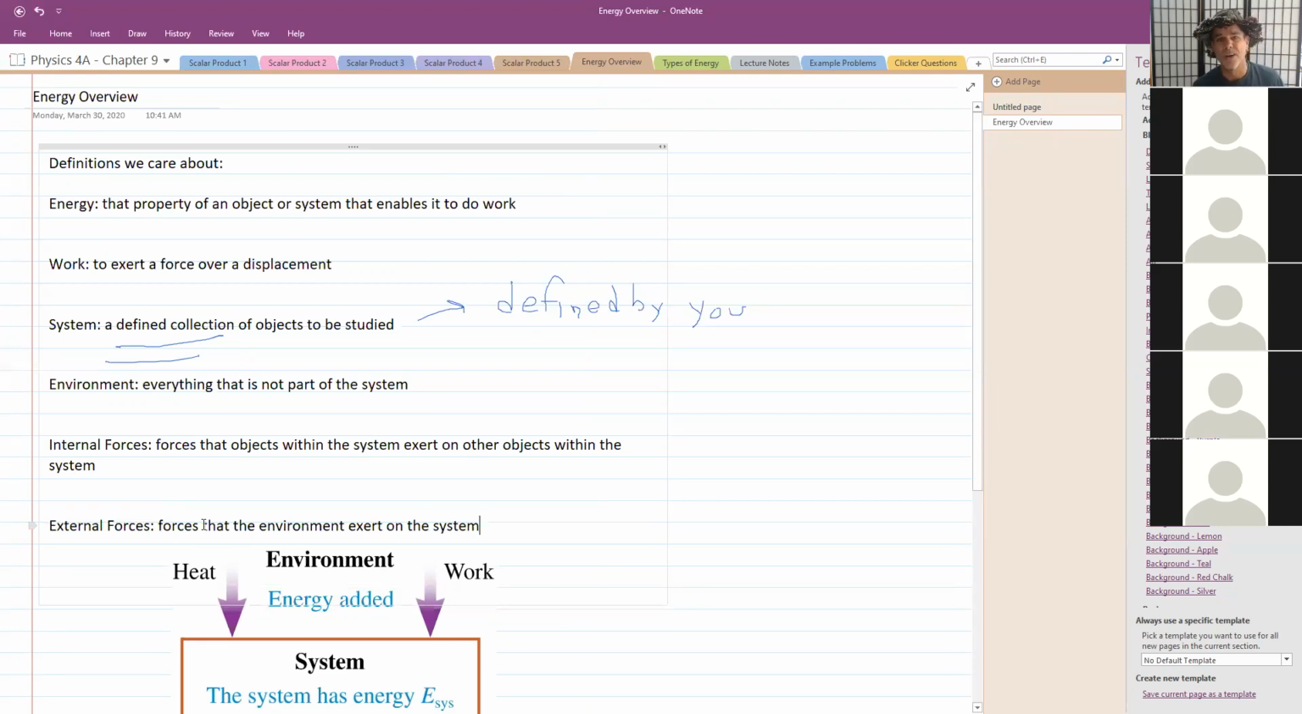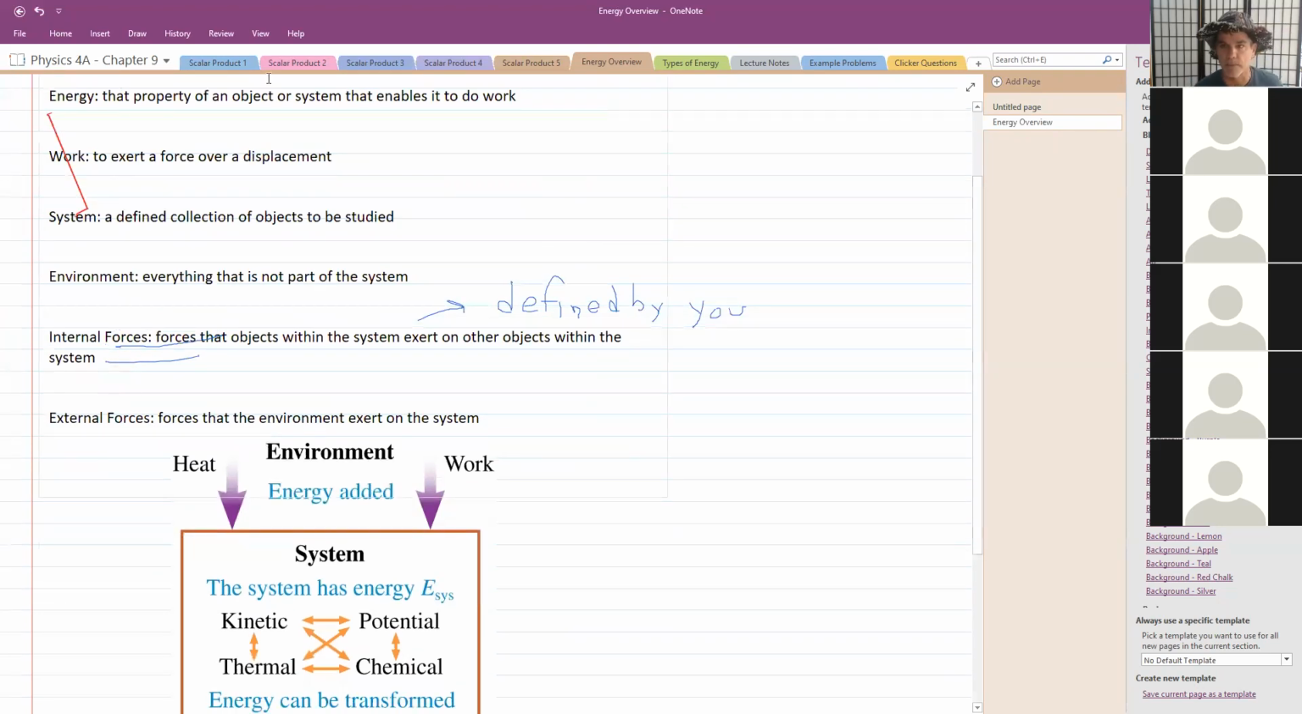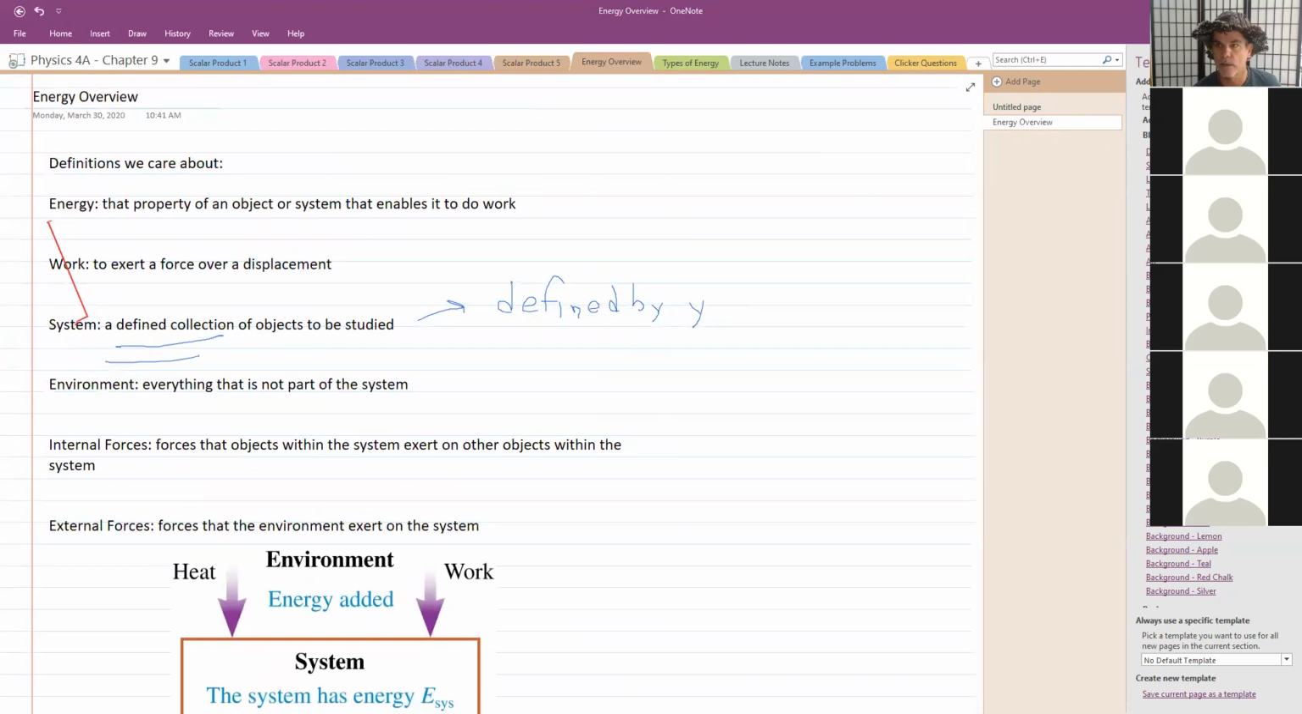So those are our definitions that we care about. We kind of go through this one more time. So energy. Undo. Why can't I erase this? Eraser. That's really weird. It's not letting me do that. Clear all drawings. Clear. Anyway, I don't know why it won't let me erase that.